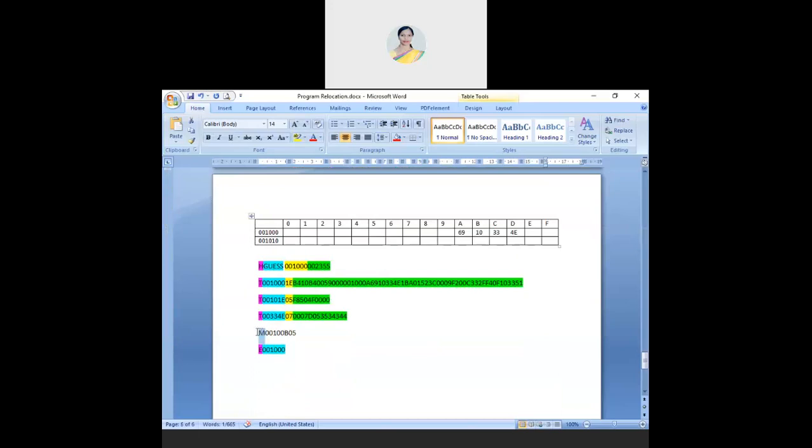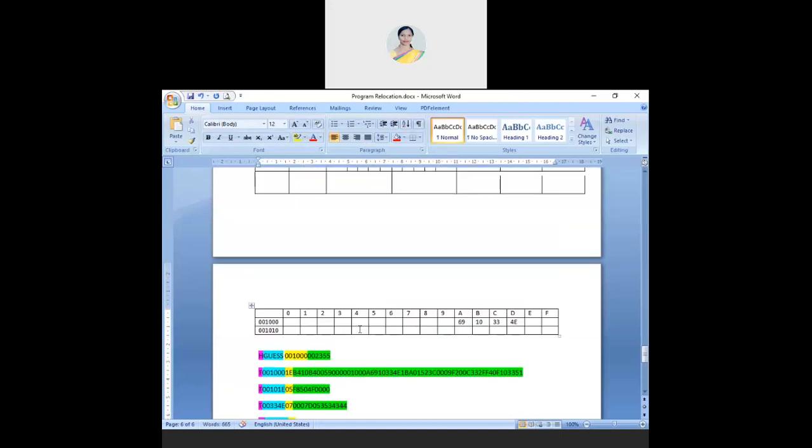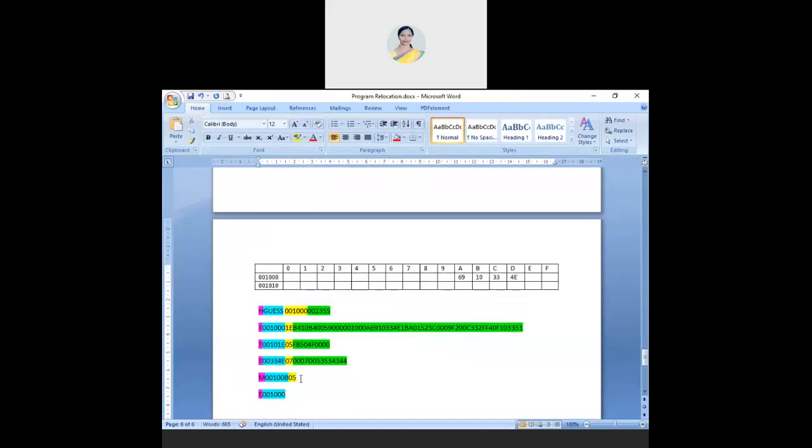Okay, so M is my modification record. And 0 is my starting address, relative to the first address. Done. And 05 is my half bytes. How many half bytes I have to change? So this is an instruction to the loader. A modification record is always an instruction to the loader.